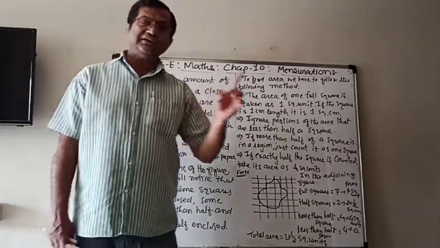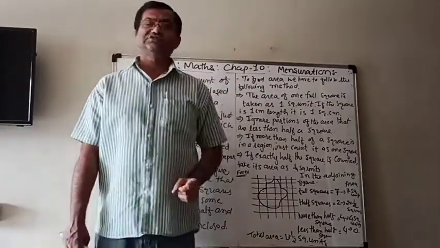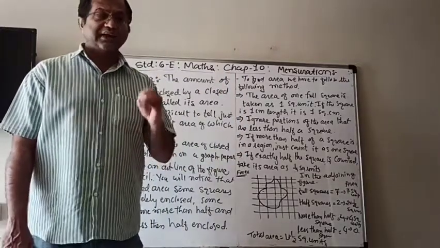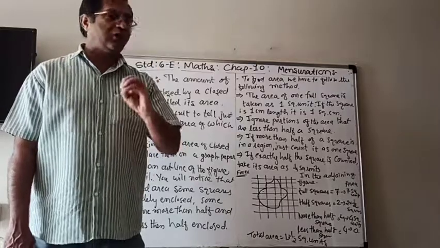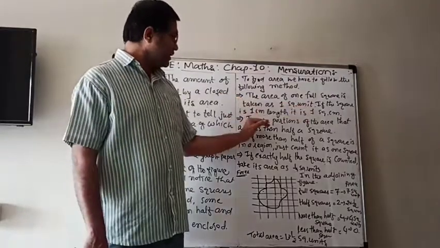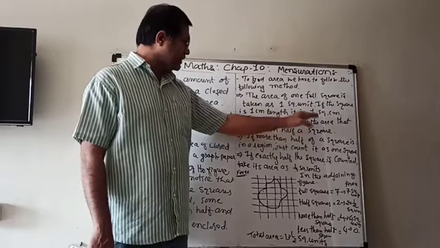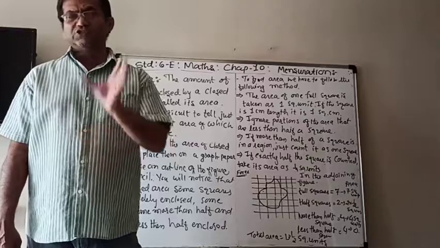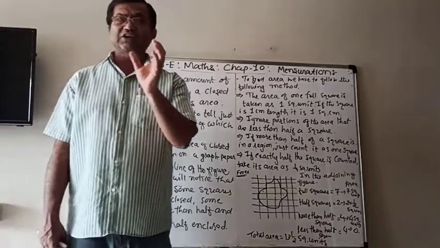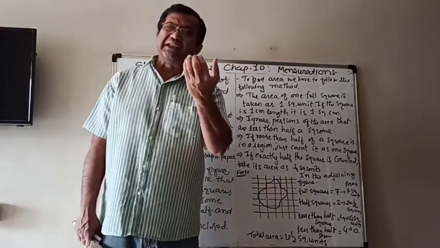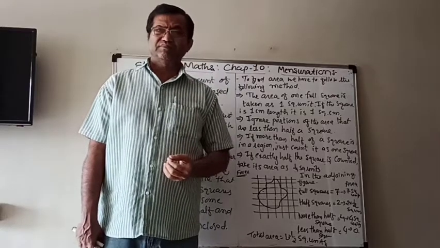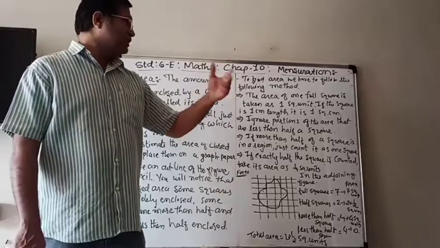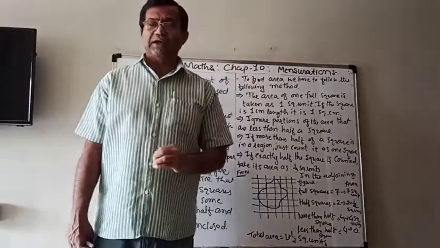So first, find the fully enclosed squares, and then write down the total number of those squares. Then ignore portions of the area that are less than half a square. That means those squares which are enclosed but are less than half, we have to neglect them. We have to ignore those portions of the area.